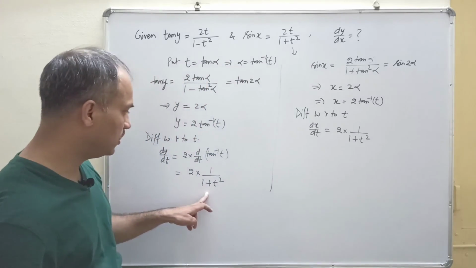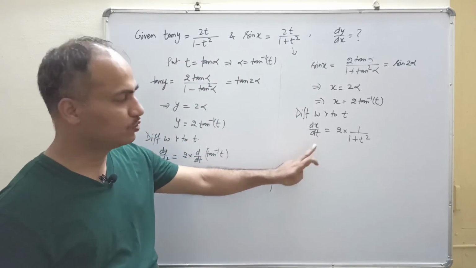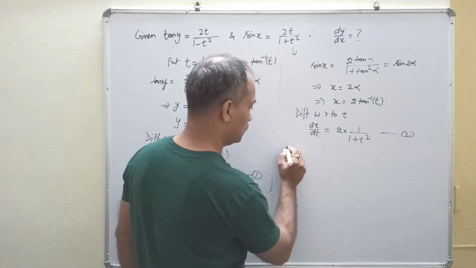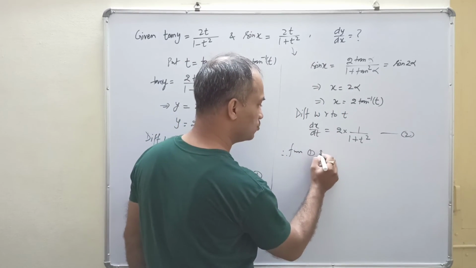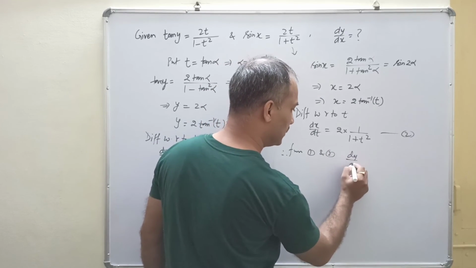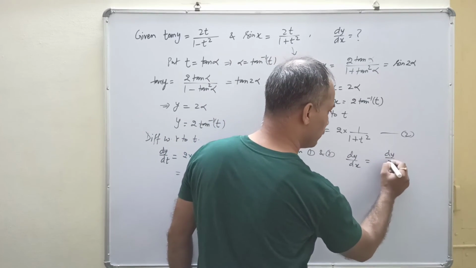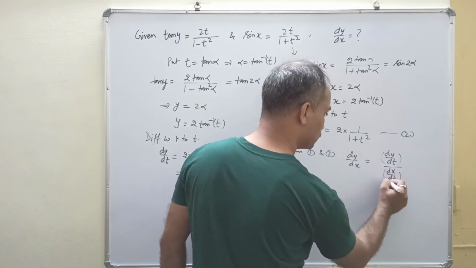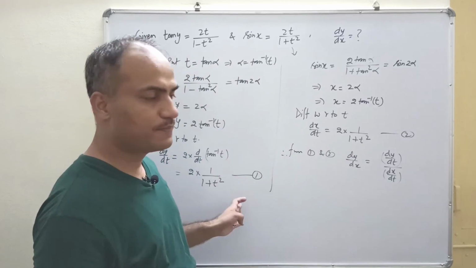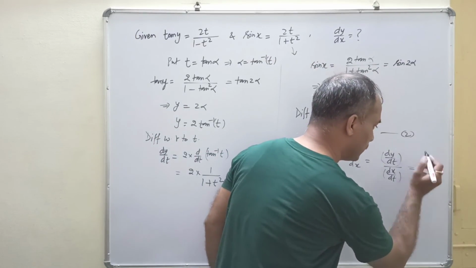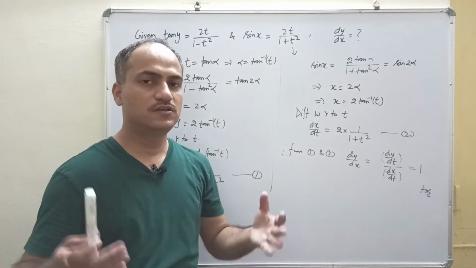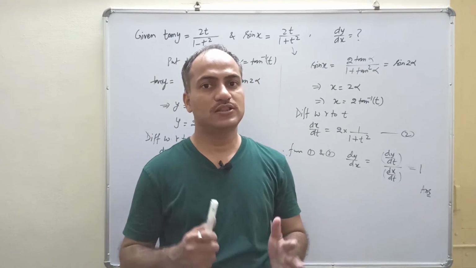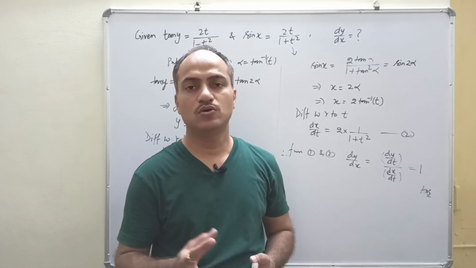Now see, dy upon dt and dx upon dt both are known. Therefore from 1 and 2 we see dy upon dx is equal to dy upon dt whole upon dx by dt. Since both terms are same, therefore the value is 1. We have to apply the method, but you have to critically think about the question. If you critically think, the thinking process will actually lead you to the right approach.